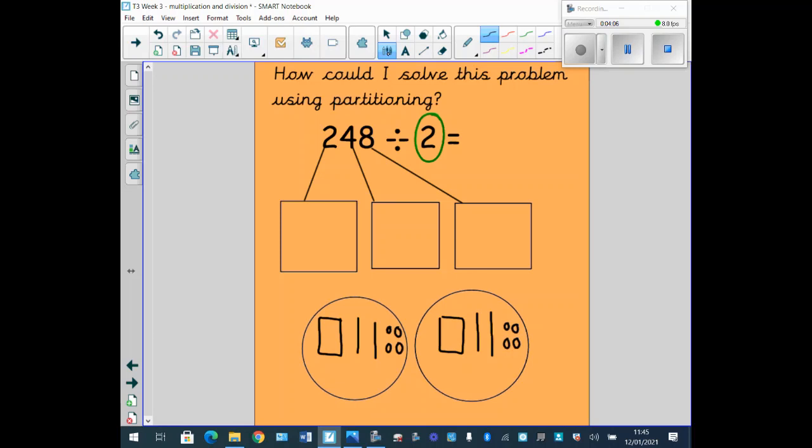Now then, how many have I got in each group? I've got 100, 2 10s and 4 1s. 124 in there. I've got 100, 2 10s and 4 1s. 124 in there. So 248 divided by 2 equals 124. Okay? If you did manage to do that at home, well done, you're doing a really great job. Really proud of you.